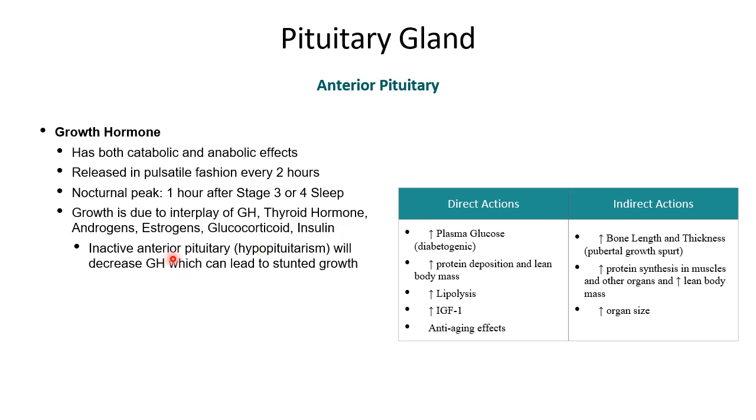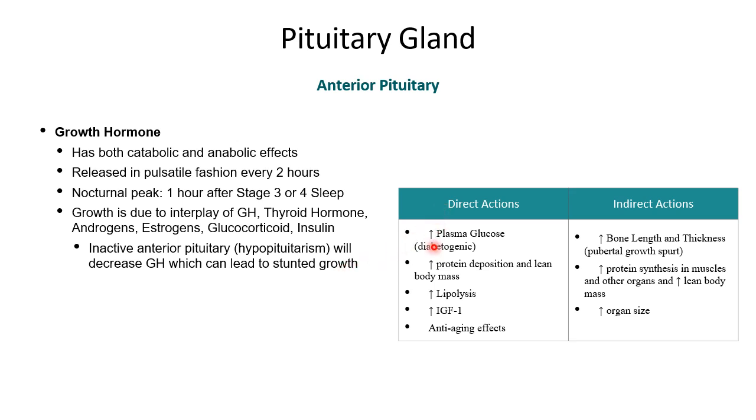Inactive anterior pituitary gland or hypopituitarism will thus decrease growth hormone release and even thyroid hormone release, androgen release, estrogen release, and glucocorticoid release, so that there is stunted growth or dwarfism.